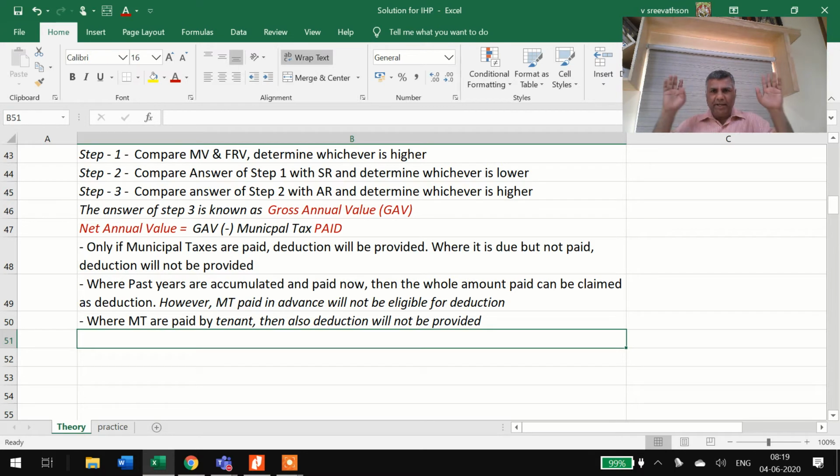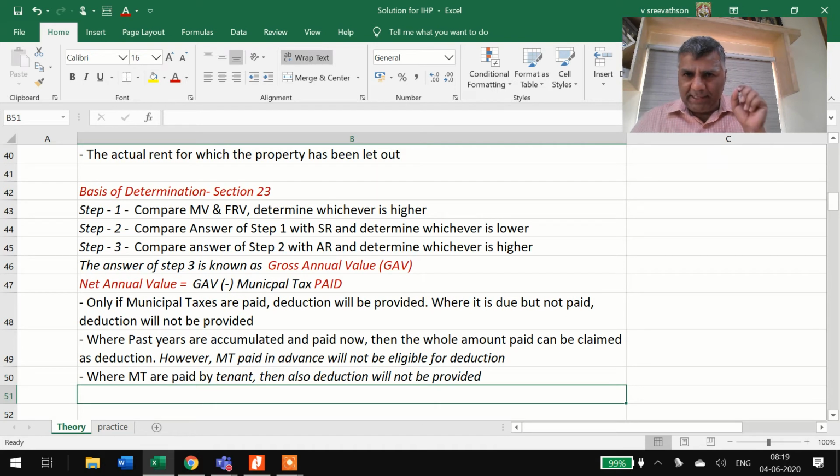So again, I go to our holistic explanation, friends. How to determine the annual value? That is what section 23 is all about. How to determine annual value for salary. Salary is straightforward, whatever you earn. But house property is a notional value. So there are 4 factors determining it: MV, FRV, SR, AR.